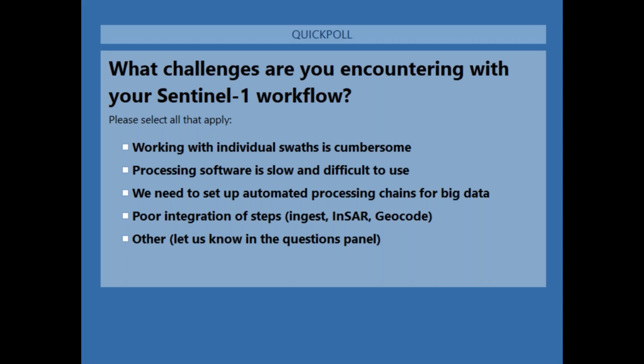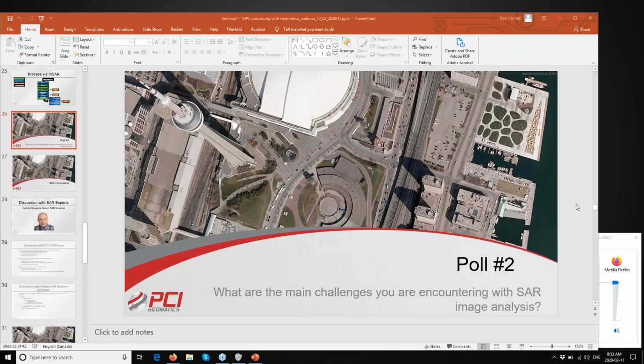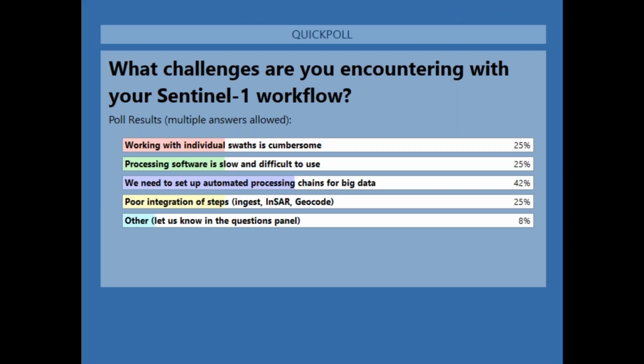So I'm going to close that down in 3 seconds. If you haven't voted, last chance, 3, 2, 1. And I'm going to share that out. So it looks like setting up automated processing chains for big data, that makes a lot of sense because Sentinel-1 is just continuously collecting data nonstop. So being able to automate all of that is obviously of interest. And then a mix of answers as it relates to some of the other things that we asked about.